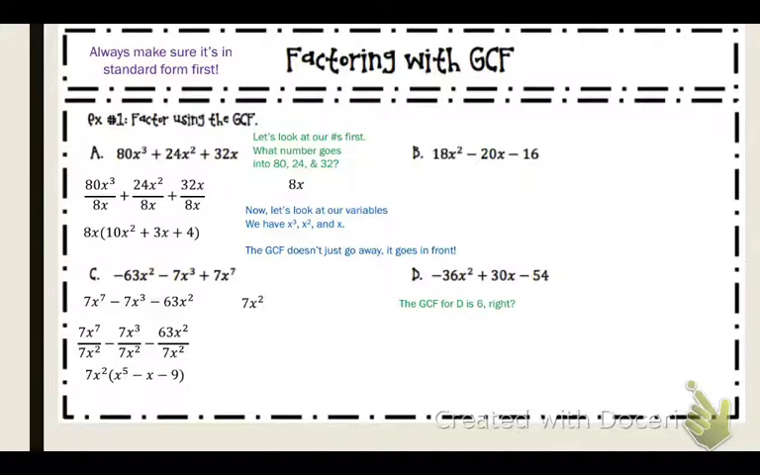Except our leading term here is negative, which means it is a negative 6, okay? If that leading term is negative, you pull out a negative. If the leading term is positive, you pull out a positive. I would write down what I just said. So when you divide, you have to divide each of these terms by negative 6, and then the negative 6 is what's going to go out front. I'm not going to do that one, but I just wanted to talk about it, okay?